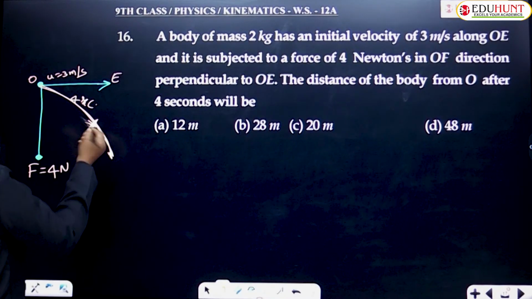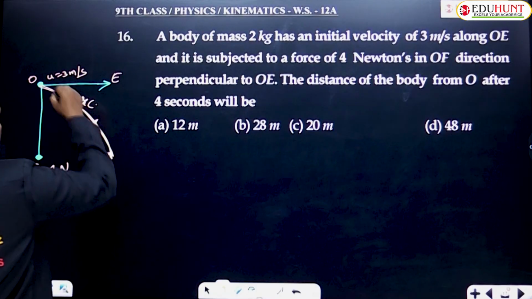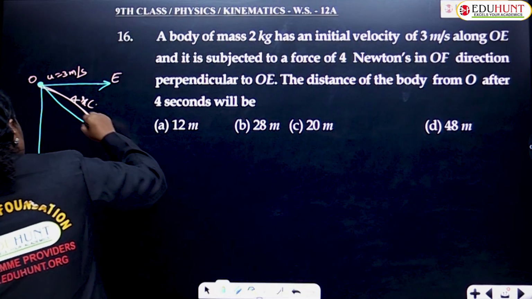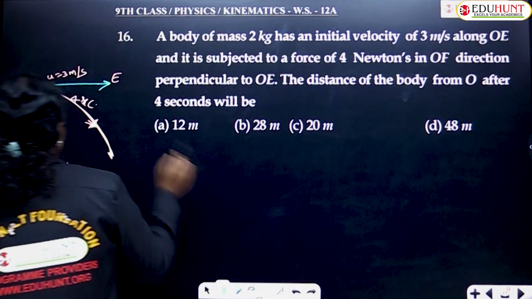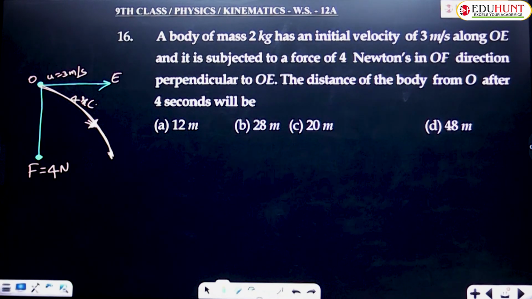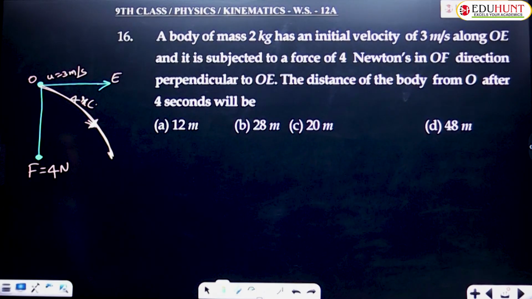after 4 seconds of travel, what would be its distance traveled? So you're asked to find out the distance traveled by this body after 4 seconds. This is what you're asked to find out. So, what distance is the body traveling? It covers both horizontal distance as well as vertical distance. So, you need to find out the two cases.